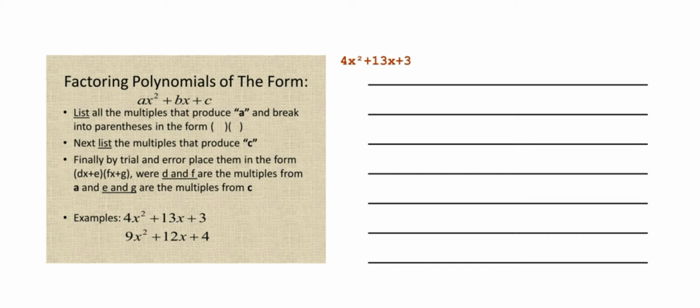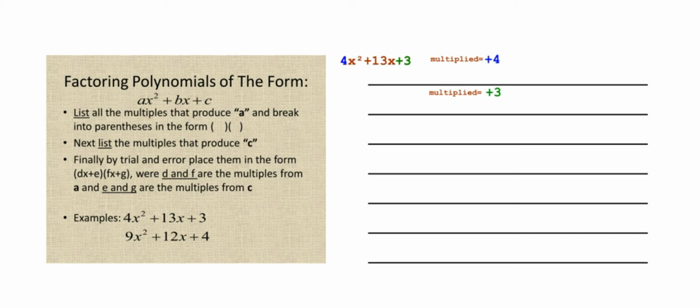4x squared plus 13x plus 3. And we've got to find the multiples that produce the 4. It's the one that's in the very front, before the x squared. Notice that it's a positive 4. If it was a negative 4, then we would put a negative. We are also looking for the multiples that produce the constant 3. It's the one that has no variable, be aware of that. And it's a positive 3 as well. If it was a negative, we would include the sign.